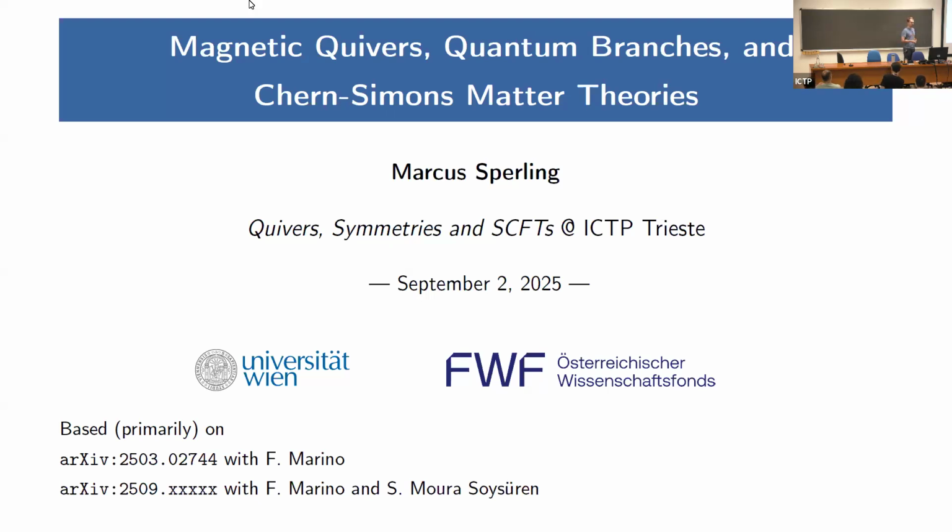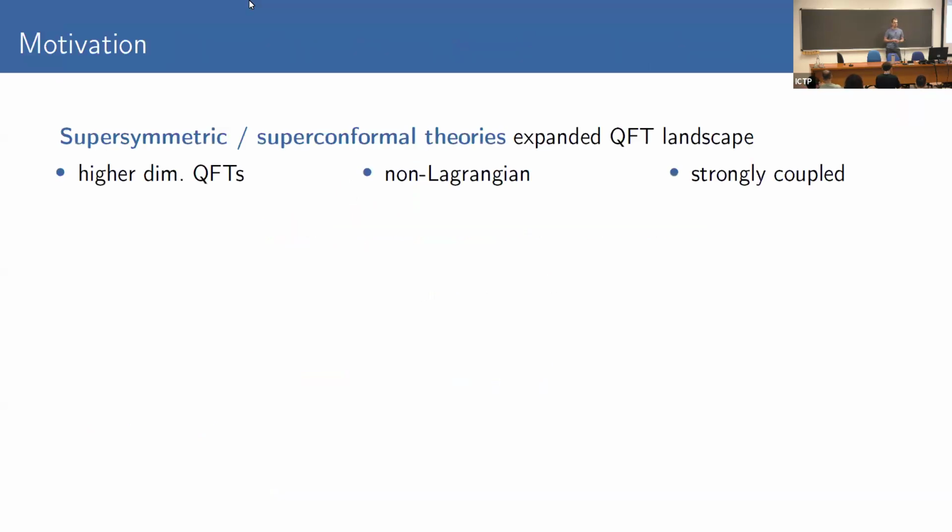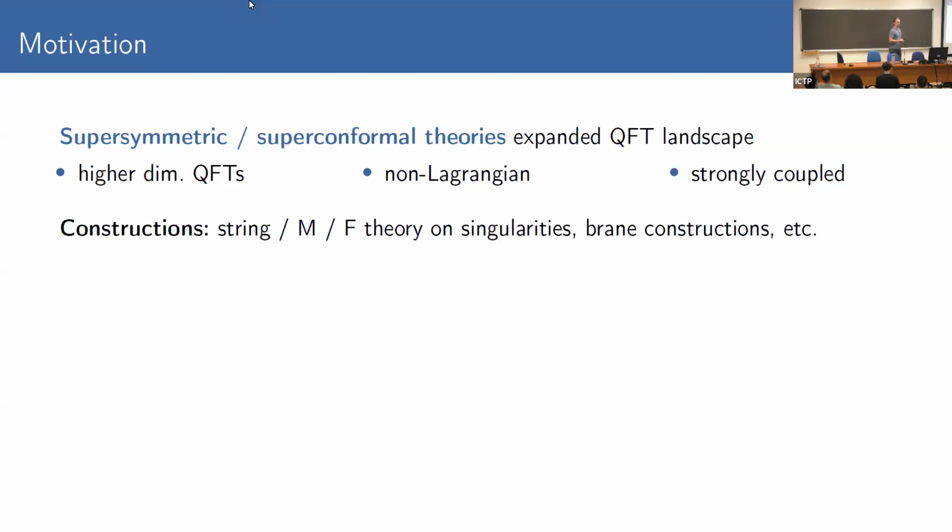So let's get started with the motivation. What is the general framework? Well, the conference title does it very nicely: Quivers, Symmetries, and SCFTs. Here I take the point of view that we have supersymmetric, superconformal theories that are expanding our understanding of quantum field theories, in the sense that we have high-dimensional theories, strongly coupled theories, non-Lagrangian theories. And one very nice way of constructing many of these examples is to use some kind of string theory constructions, which can either be string, F and M theory on a singularity, brane constructions, or mixtures thereof.